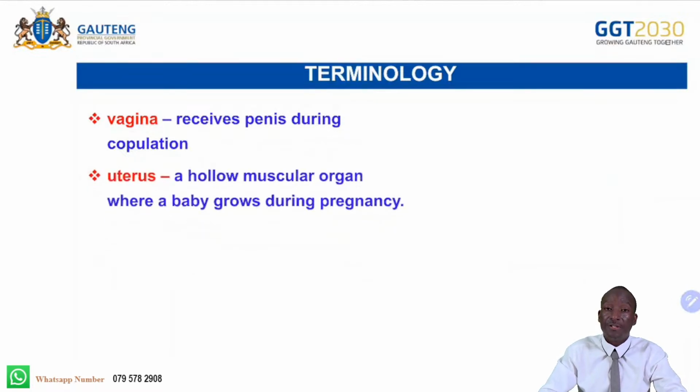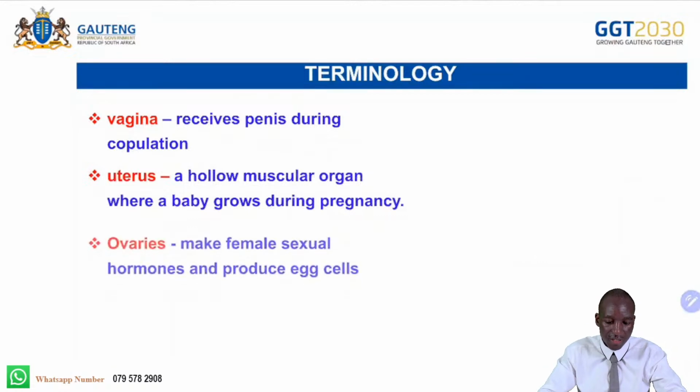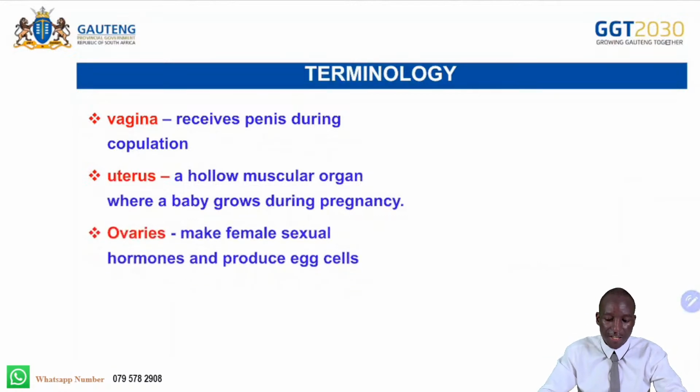The next one is the uterus. It is a hollow muscular organ where a baby grows during pregnancy. Then ovaries. These make female sexual hormones and also produce egg cells.